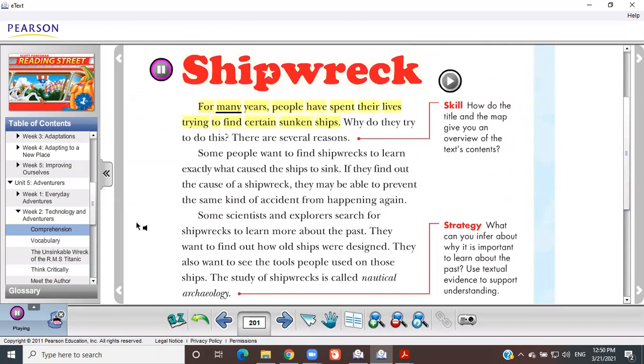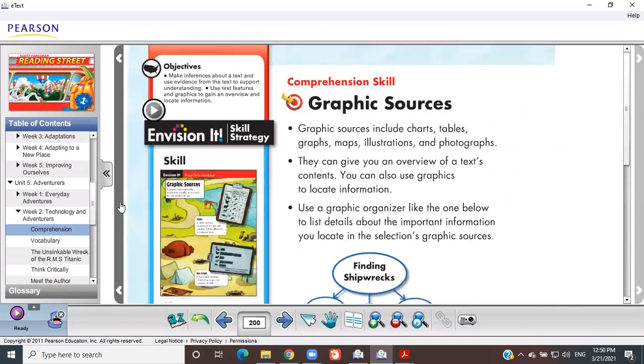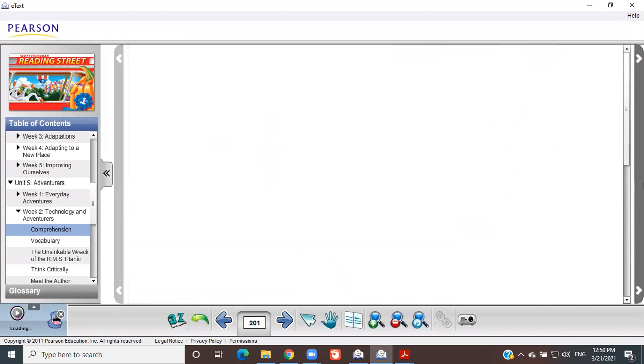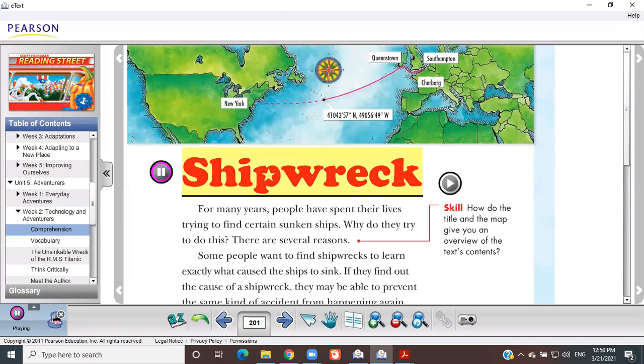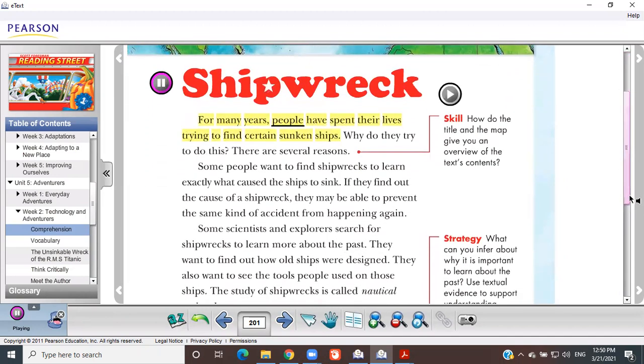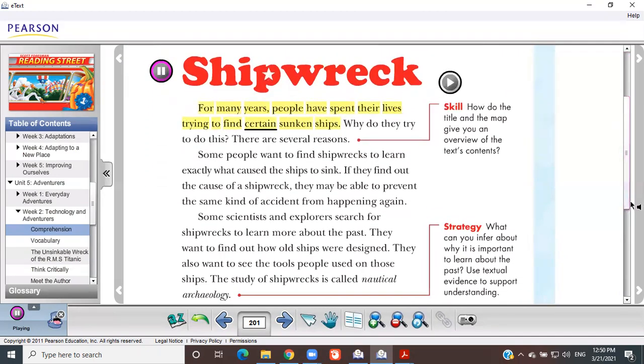Shipwreck. For many years, people have spent their lives trying to find certain sunken ships. Why do they try to do this? There are several reasons. Some people want to find shipwrecks to learn exactly what caused the ships to sink. If they find out the cause of a shipwreck, they may be able to prevent the same kind of accident from happening again. Yes, very good.